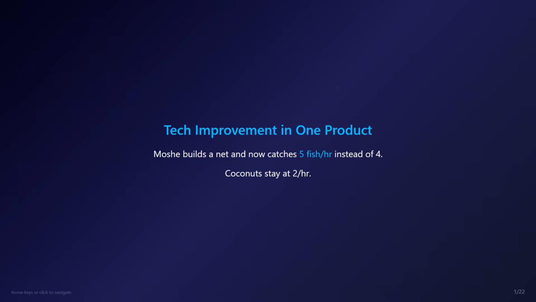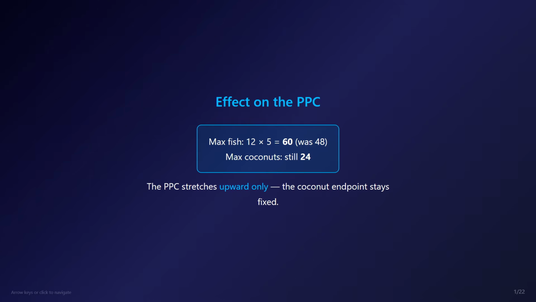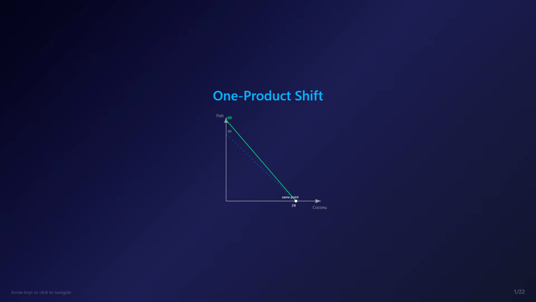Technological improvement in both products. Now let's see what happens when there's technological improvement in both products. Suppose Moshe can now catch 5 fish per hour and also pick 5 coconuts per hour. What happens? Fish, 12 times 5 equals 60. Coconuts, 12 times 5 equals 60. The production possibility curve shifts both upward and to the right, from 48 and 24 to 60 and 60. Production capacity increases in both directions.